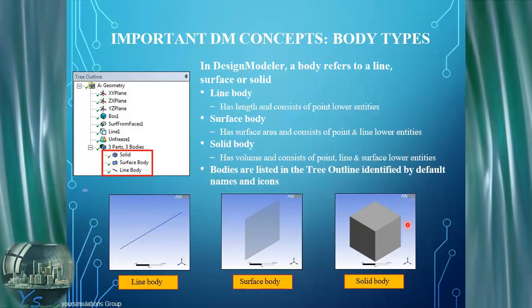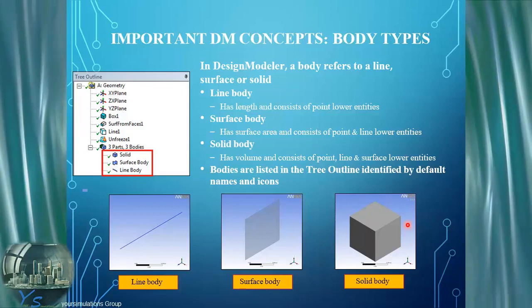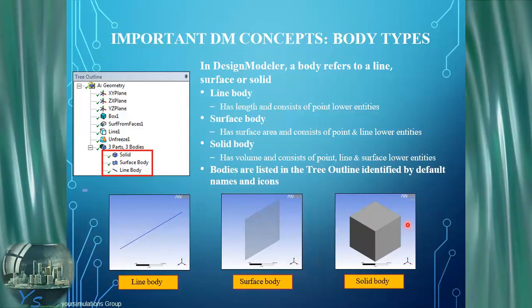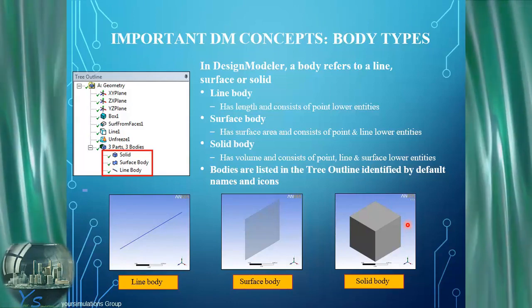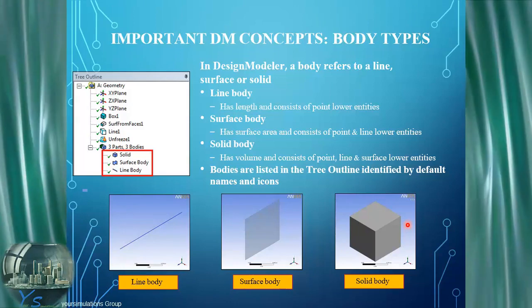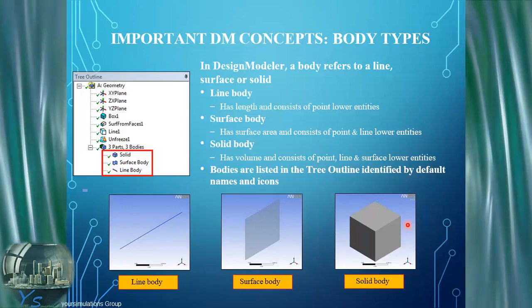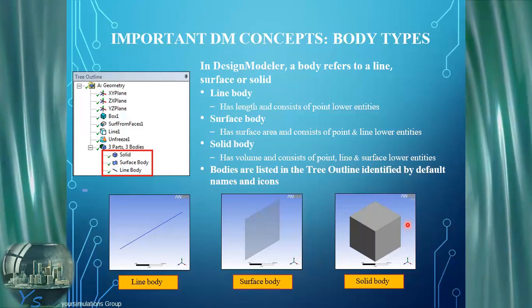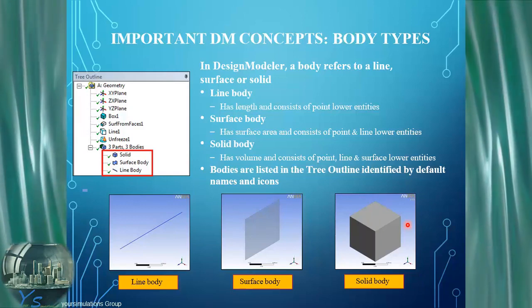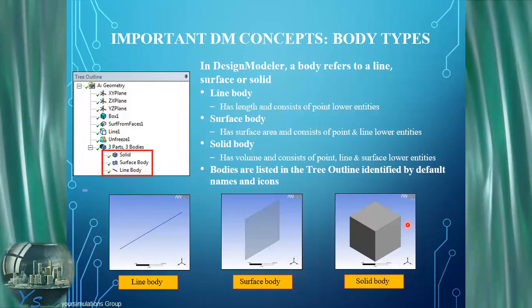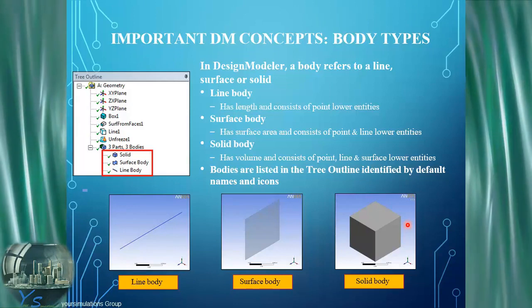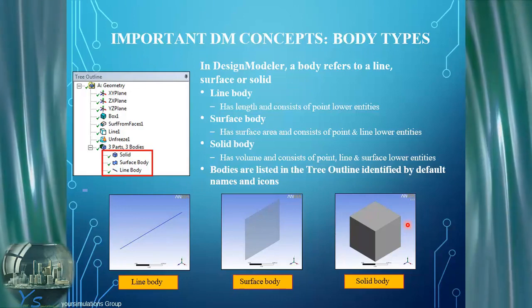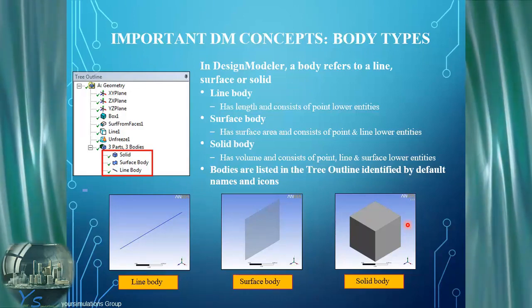We can see some examples here of body types. We have a line body, a surface body and a solid body, where the line body has length and consists of point lower entities, i.e. points or vertices that make up the definition for that line. A surface body consists of points and lines, which essentially represent the lower entities that make up the surface body. And the solid body in turn contains points, lines and surface entities, i.e. all the lower topology that can be built up in order to form that higher topology level solid.